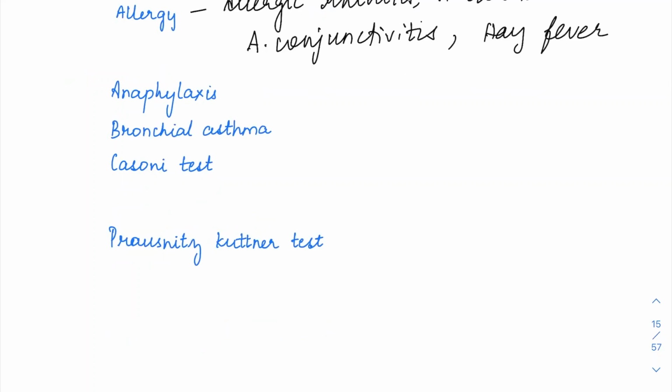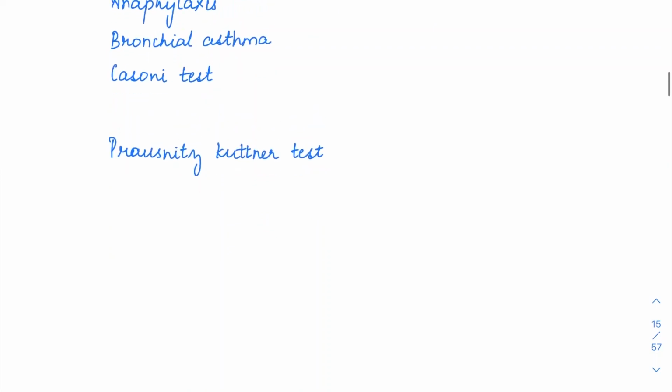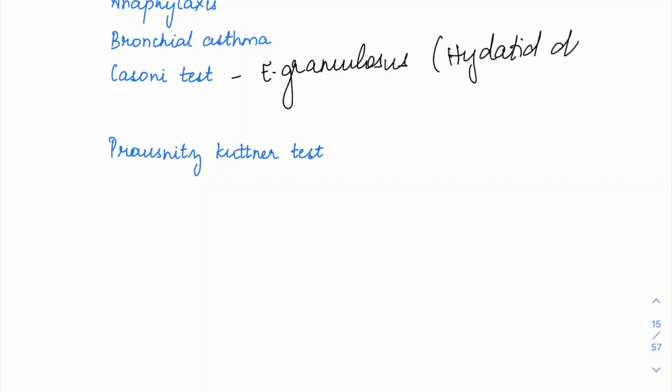Anaphylaxis is a very life-threatening kind of condition wherein you have laryngeal edema and everything. Again, it is going to be an IgE-mediated type 1 hypersensitivity reaction. Bronchial asthma, we know, spontaneous bronchospasm is going to happen. Then Casoni's test. Casoni's test is actually used for detecting Echinococcus granulosus. So Echinococcus granulosus is the infective organism for causing the hydatid cyst. So hydatid disease we know, right?